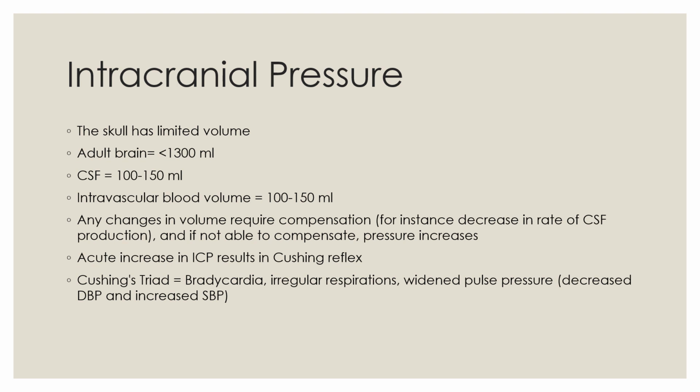And again, the skull is a box. It has a specific volume, and the brain takes up the most of that volume. The brain in an adult is about 1,300 ml, and there's usually about 100 to 150 ml of cerebrospinal fluid in the ventricles and surrounding the brain and the spinal cord. There's also blood in the brain at any given time. There's 100 to 150 mLs of blood.